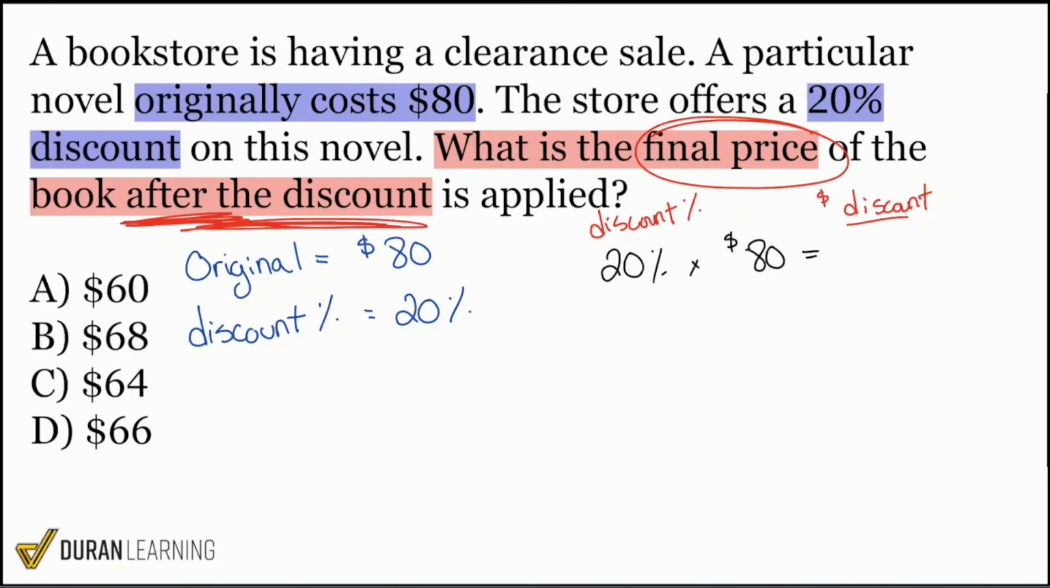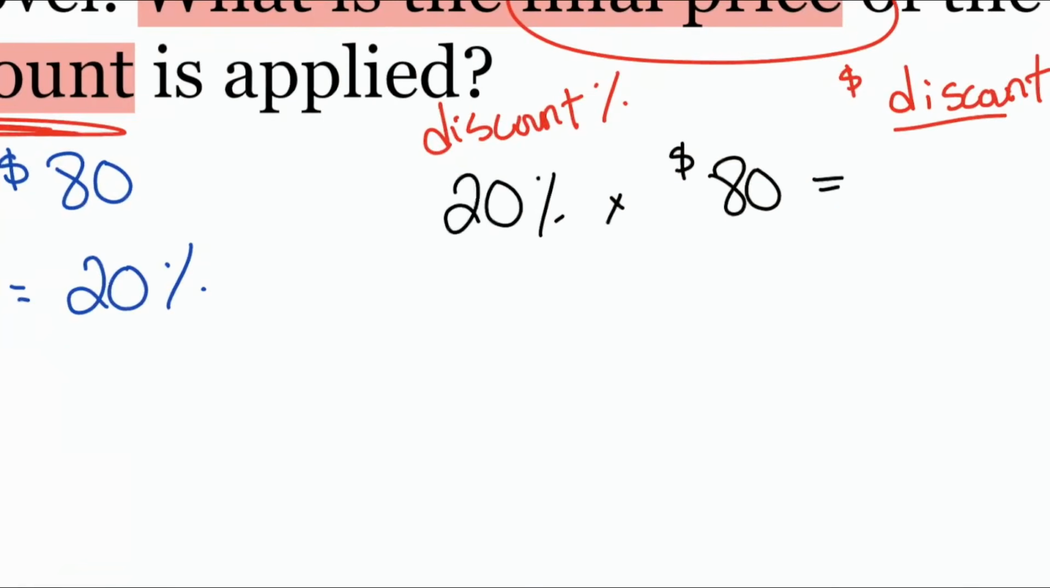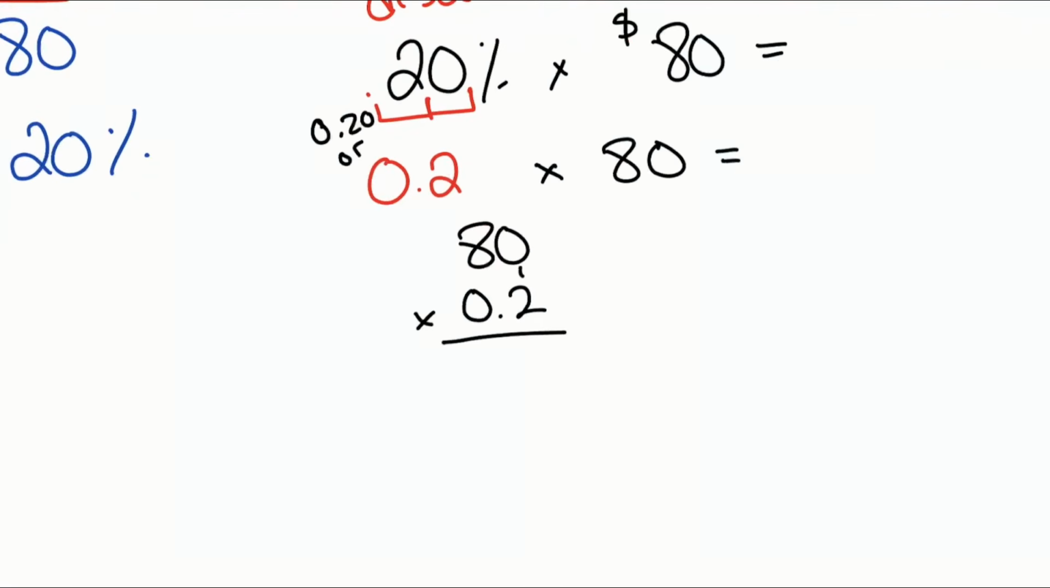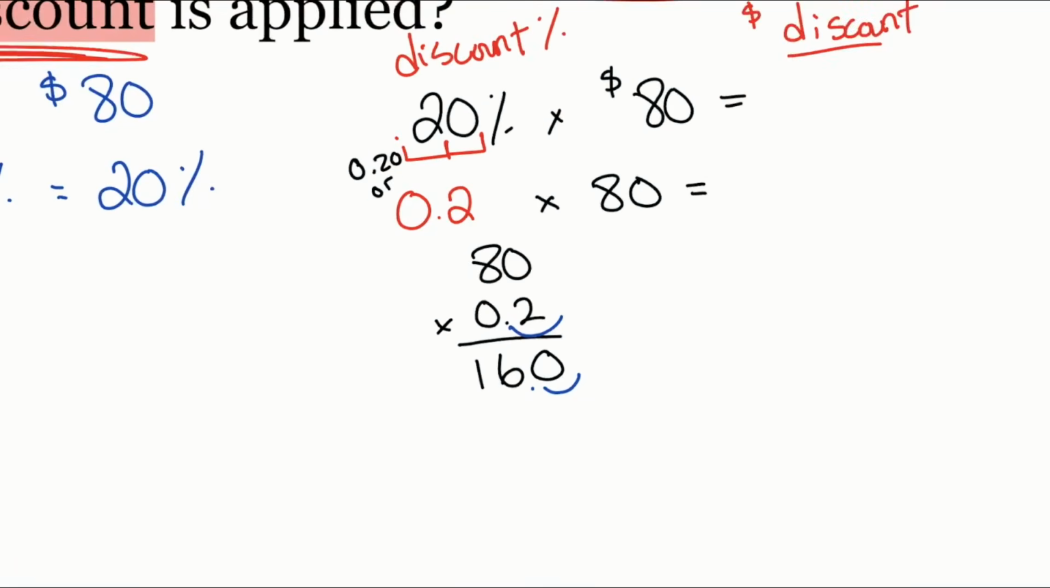So 20% times 80. As always, we move that percent or that decimal twice to the left. So we now have 0.2 multiplied by 80. And again, this is 0.20 or 0.2. I'm always going to go with the shorter number to give myself an easier time. So here, we'll do 80 times 0.2. And let's get this done. So 0 times 2, that's going to be 0. 8 times 2, that'll be 16. All done. We now need to move one decimal place back, and we're right there. So there we are. It's 16.